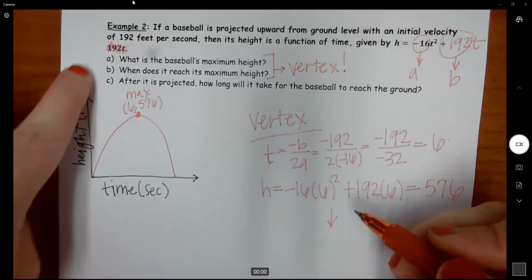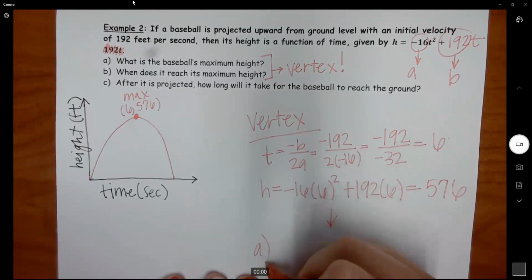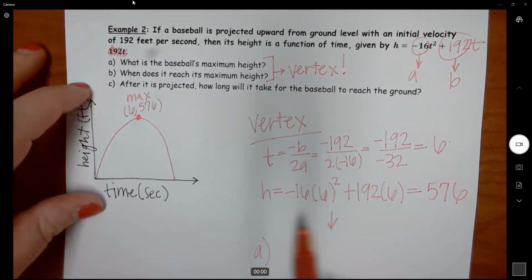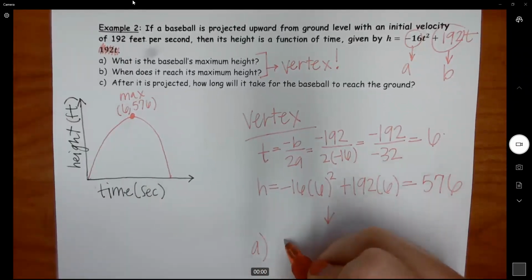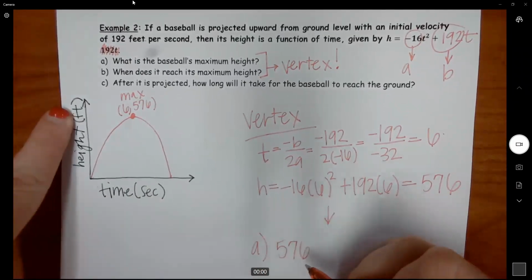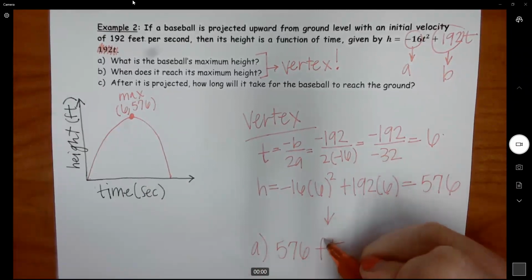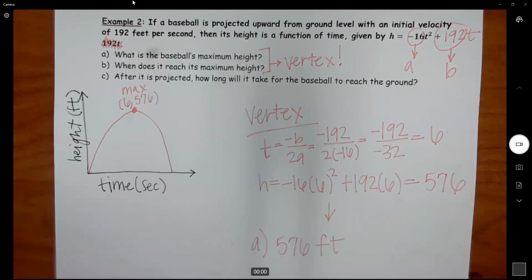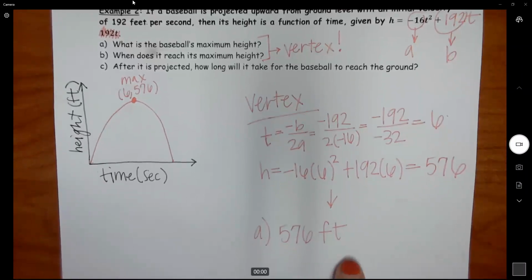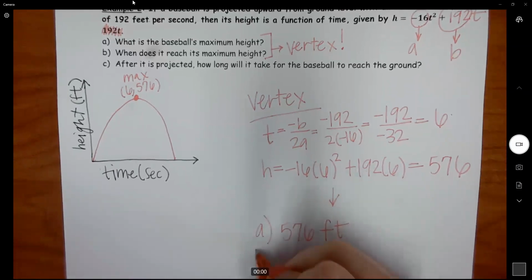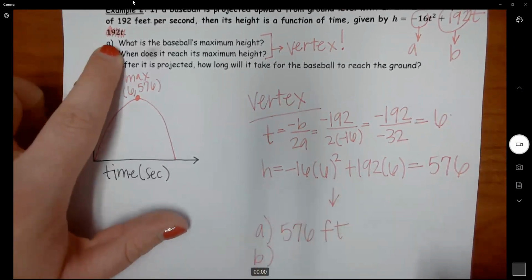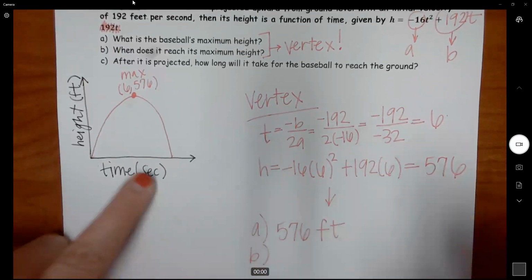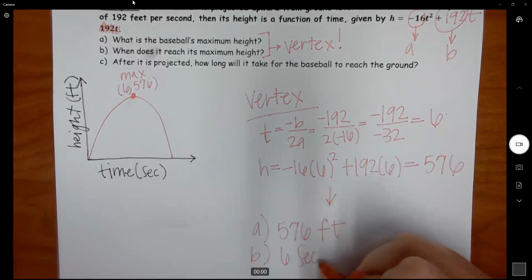So now from here, I can answer part A and part B. A wants to know, what is the baseball's maximum height? Well, my height right here is 576, and we are in units of feet. Word problems need word answers. Specifically, they need some units here. And then B, when does it reach its maximum height? Well, that's my time, and my time is in units of seconds. So after 6 seconds.